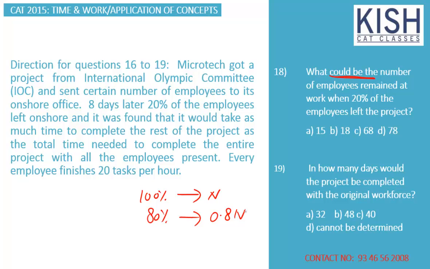Yes, n is an integer. 68, so it's going to be 85. N is 85. That's why we can easily say it's what could be the number.